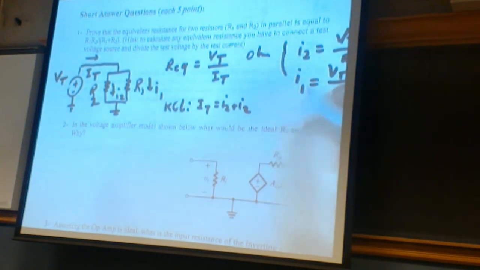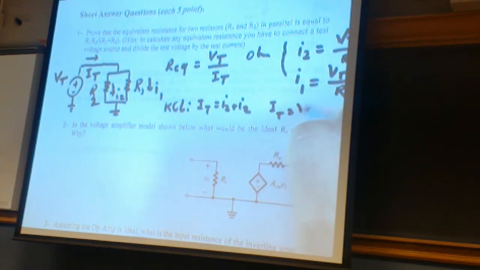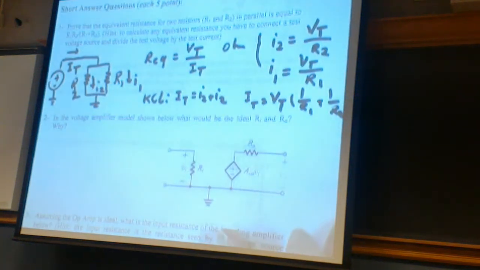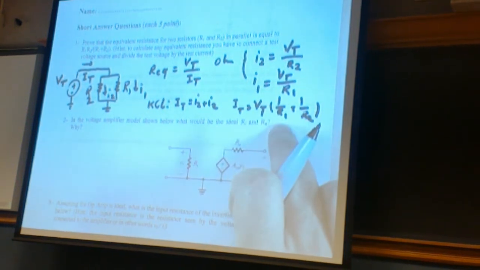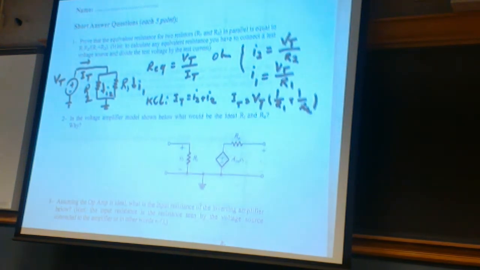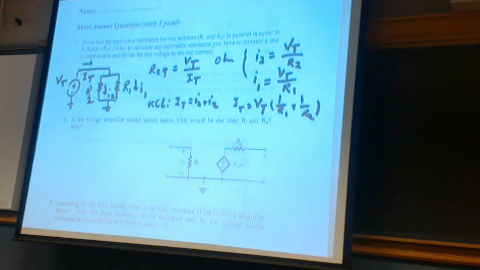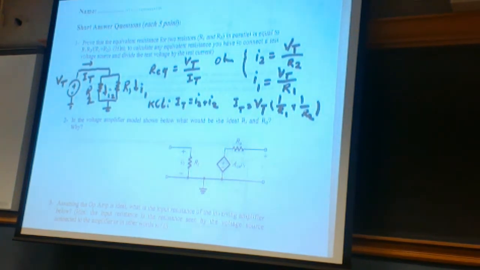If you want to continue, then just put these equations into here, and you're done. IT is equal to VT times (1 over R1 plus 1 over R2). And therefore VT divided by IT is (1 over R1 plus 1 over R2) to the power of minus 1, which is that equation, R1 R2 divided by R1 plus R2. Okay? So that's where it's coming from, if you didn't know it. It's coming from KCL and Ohm's law, like anything else. They all come from the same thing.